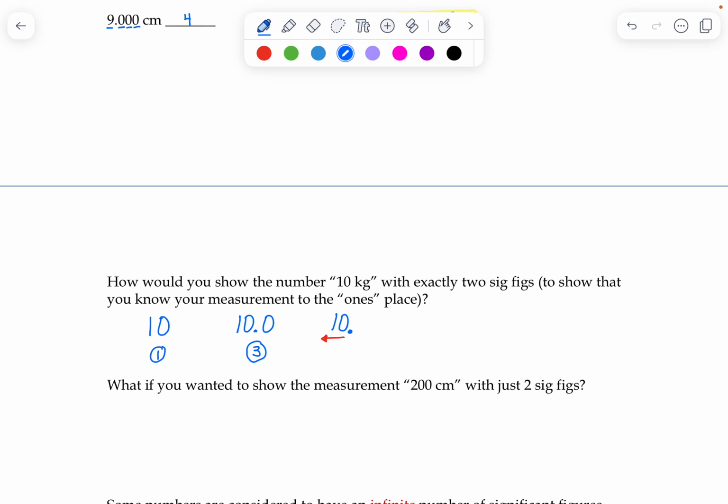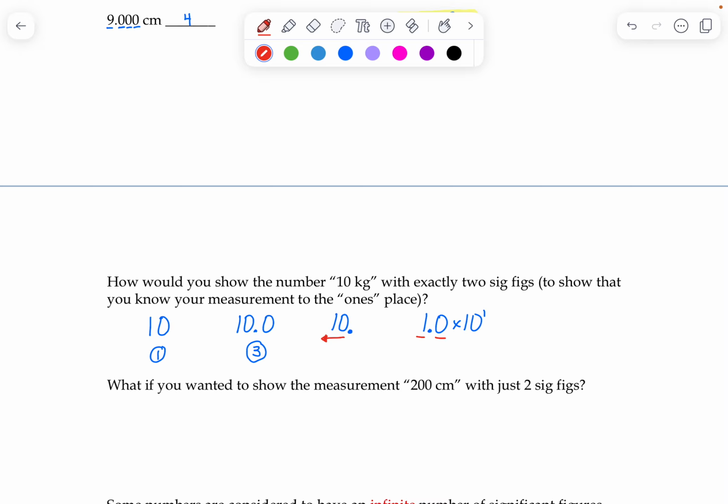Another option is to write it in scientific notation. 1.0 times 10 to the first. We know that 1 counts, and then this 0 is a right 0. It's to the right of the decimal point. It's to the right of the number 1. Therefore, it's a little more obvious.